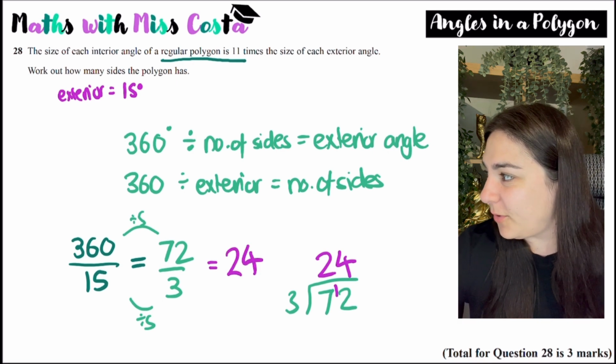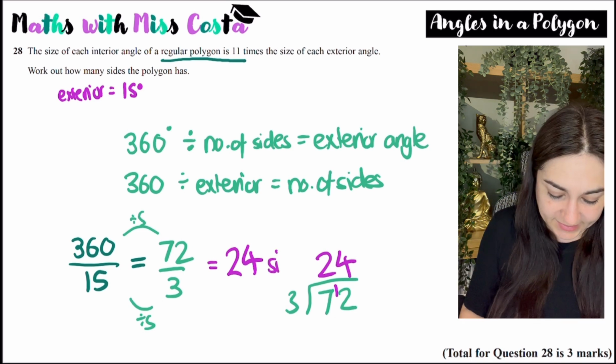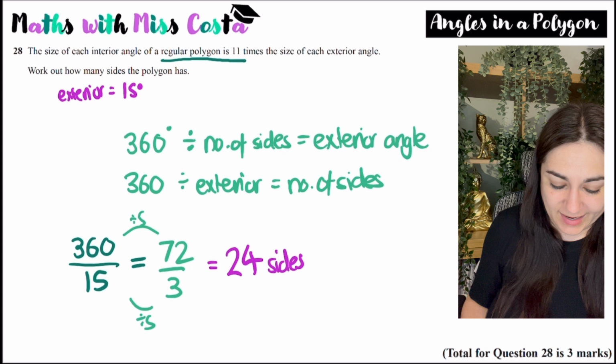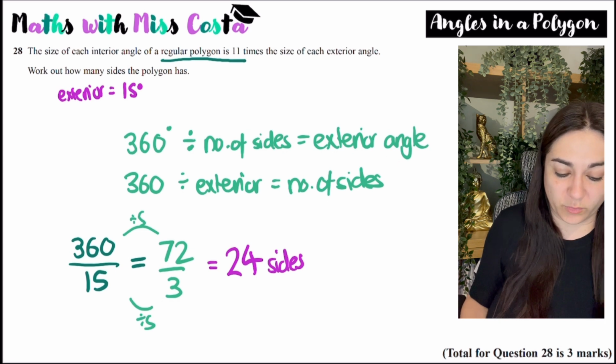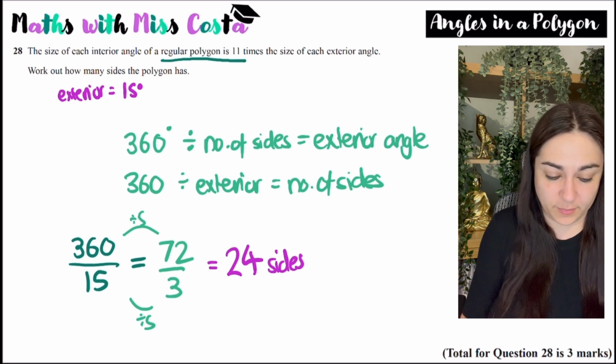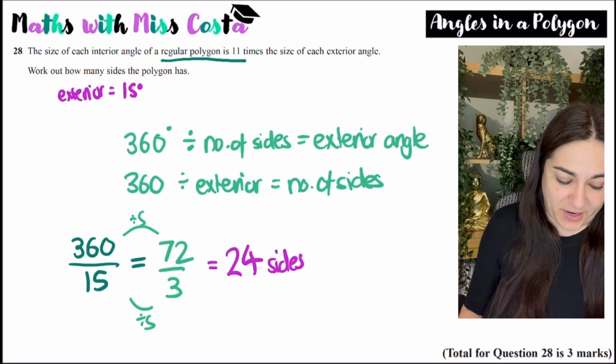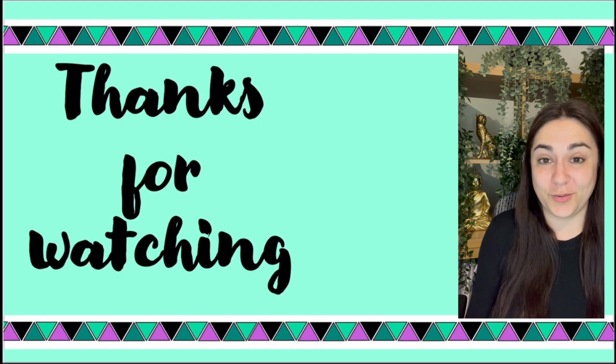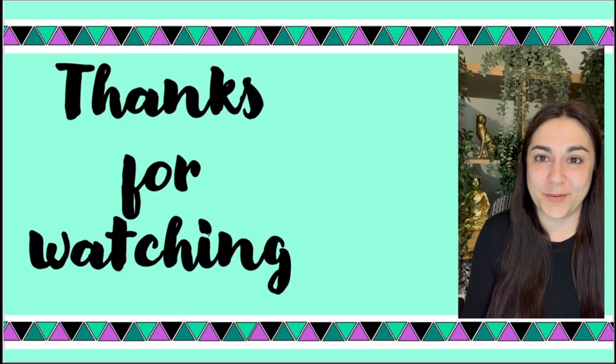So this was quite a tricky question because it involved quite a lot of division, simplification, and knowing what the rules are for angles in a polygon. But yeah, that's the end of the exam. So thank you for watching and good luck with the rest of your revision.